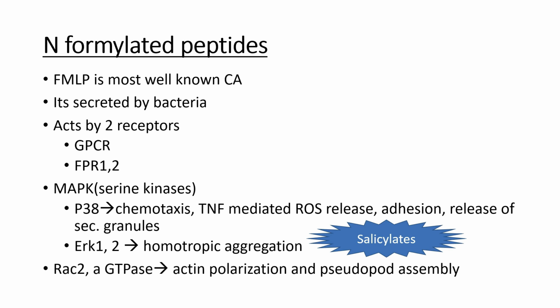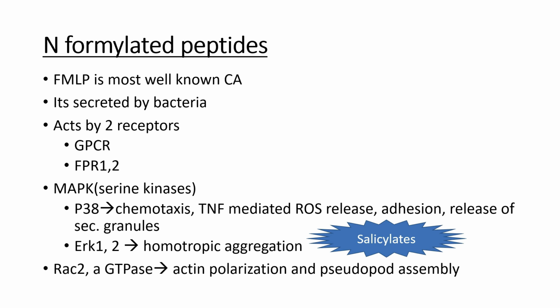It is secreted by infecting bacteria as well. It acts through two different types of receptors. The first one is the commonest receptor, which is a G protein coupled receptor, and the other is a specific receptor which is called FPR receptors.